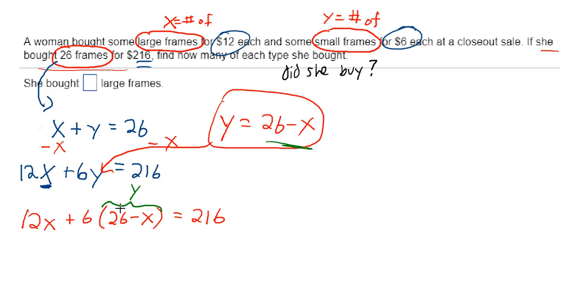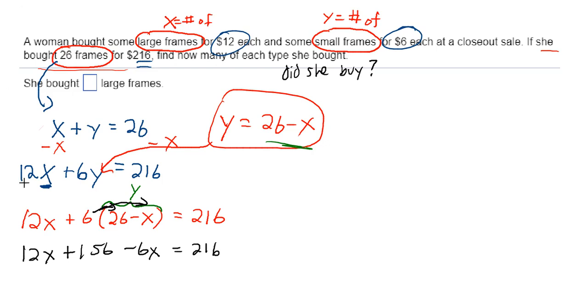All right, and this gives me an equation here of just one variable. And now I will solve for that one variable. So I will distribute the 6. Right, I'll get 12x plus another big number. A lot of big numbers in this section, huh? 6 times 26, which is 156. Minus 6x equals 216.